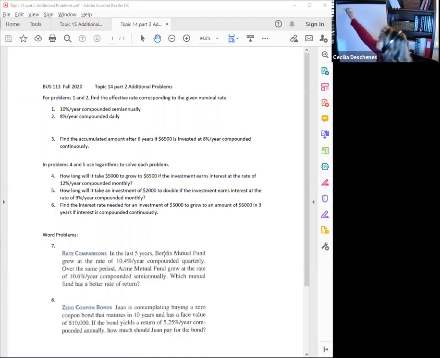So let's see, what we know so far for problem 6 is that we start out with a principal of 5,000, and we want an amount when we're done of 6,000. And we want to get there in 3 years, so we say t equals 3. And what we need is to find the rate, find r. And we're talking about comparisons that compound continuously.